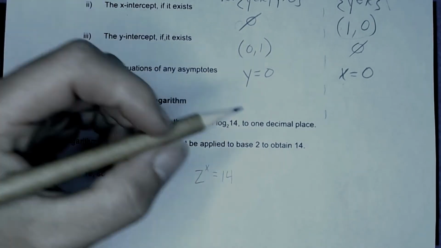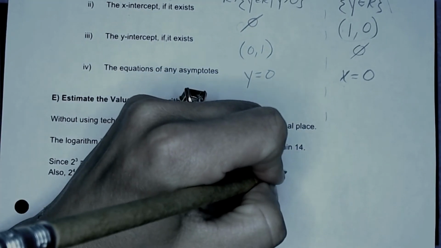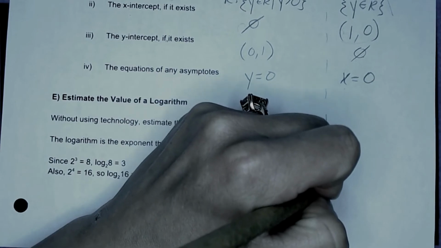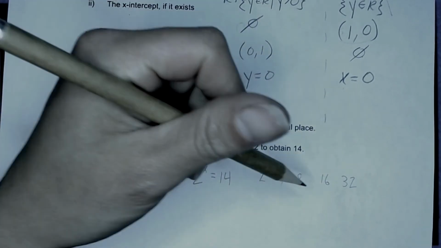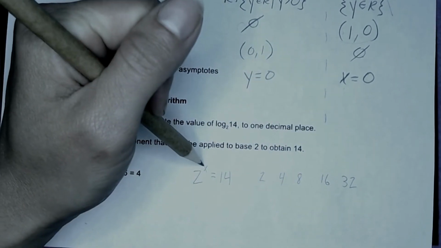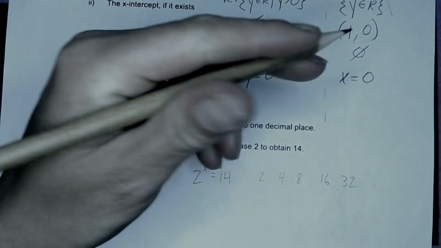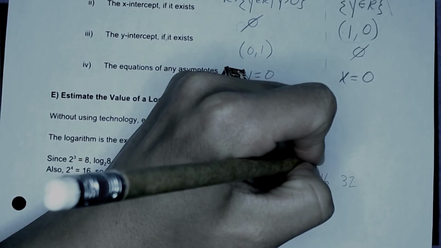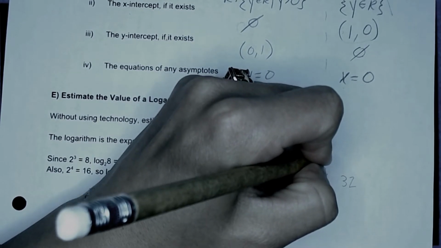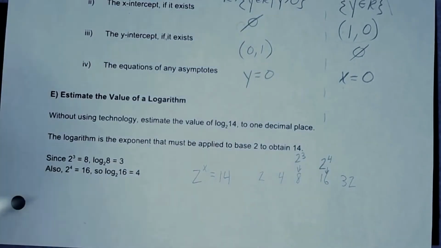Now we know that we go up 2, 4, 8, 16, 32, etc. 2 times 2 times 2, off into infinity. We don't have an exact value that hits 14. So this term here, 8, is 2 to the power of 3. And this term here, 2 to the power of 4, is equal to 16. That means that our exponent will lie somewhere in between those two values. Okay?